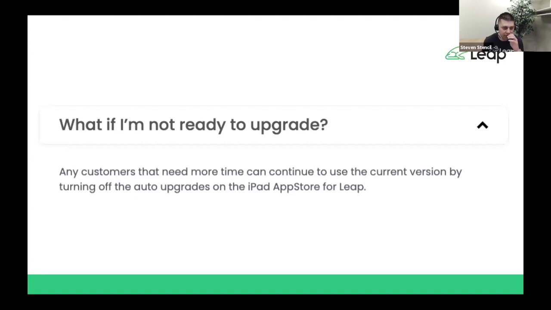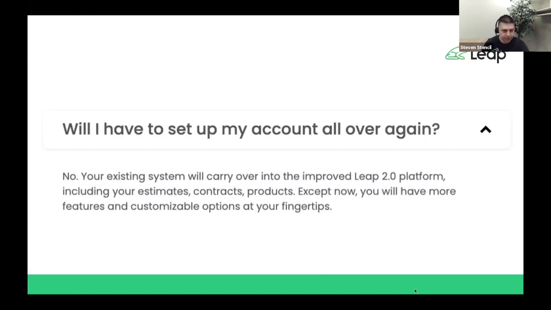Here's some more feedback we got. What if I'm not ready to upgrade? I kind of went over this already, but any customers who need more time can continue to use the current version by turning off auto updates or upgrades in the App Store. I believe you do this through settings and just turn off auto updates. I don't know if you can do it per app, but just to be safe, turn it off on all apps, and then you won't have to worry about it.